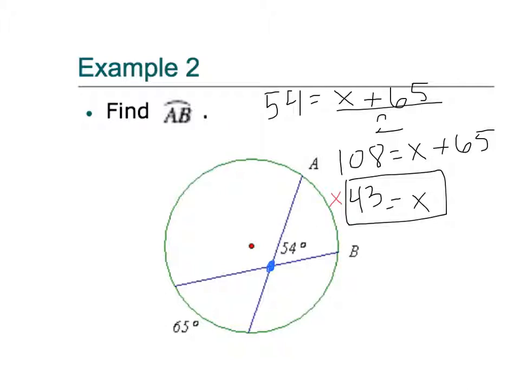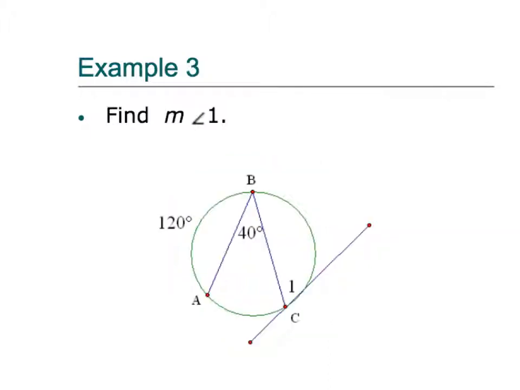And what is 43 degrees? Arc AB is 43 degrees. Nice job, Rams. Number 3 coming up. Here we go. This one is saying, find the measure of angle 1. All right. Okay, what's given to us, Rams?